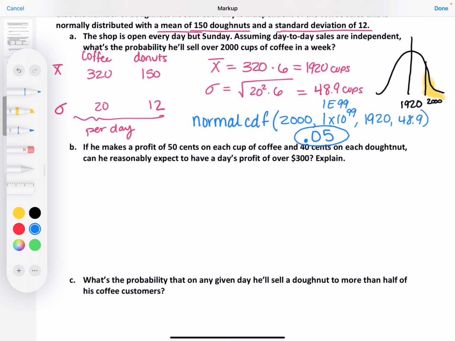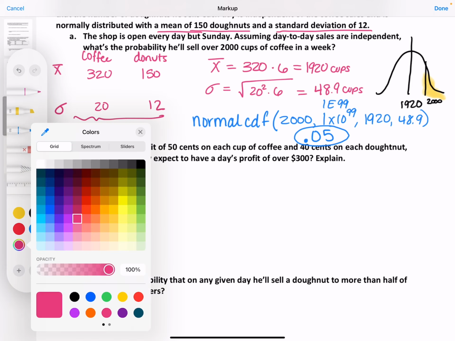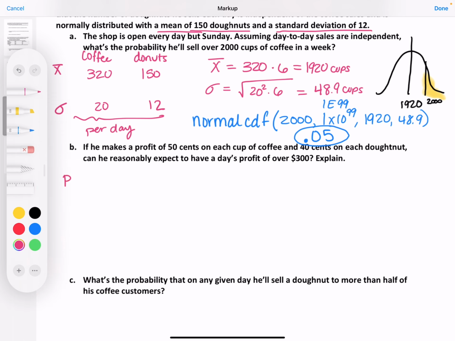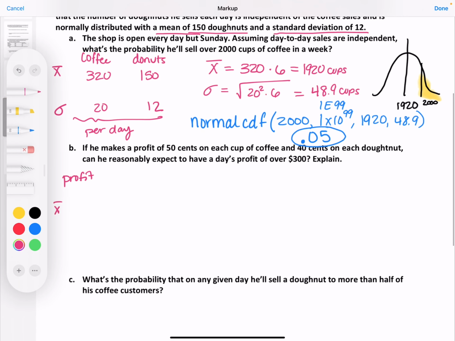if he makes a profit of 50 cents on each cup of coffee and 40 cents on each donut, can he reasonably expect to have a day's profit of over $300? Wait, hold on. His mean 320 times 50 cents. How do I know if he's making profit? He makes 50 cents on every cup. Well, because we have to go through the stats process to get there. I couldn't just multiply it. It doesn't work that way.